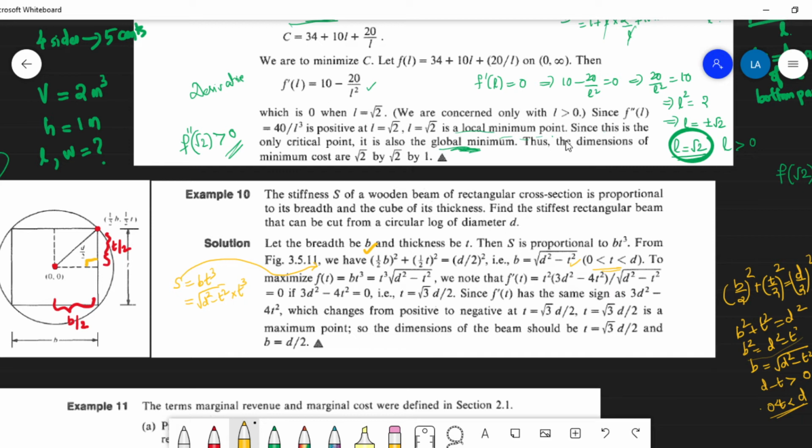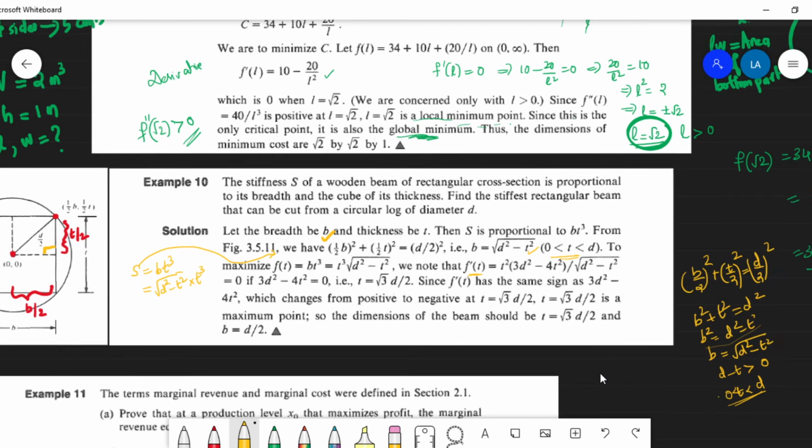Then what you have to do is you have to differentiate f of t. So you get f dash of t. You know how to differentiate. When you differentiate, you get the term sitting here. You have to do it by yourself, I'm not going to do it. And then you have to equate it to 0. Okay. So when you have t square into 3d square minus 4t square divided by root of d square minus t square is equal to 0.